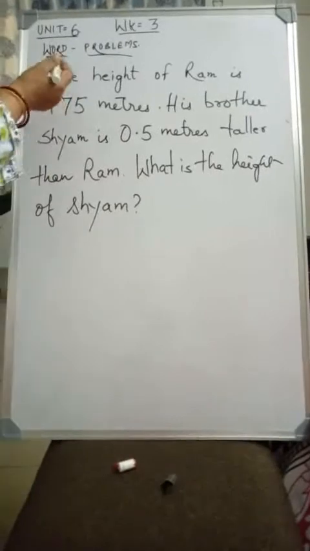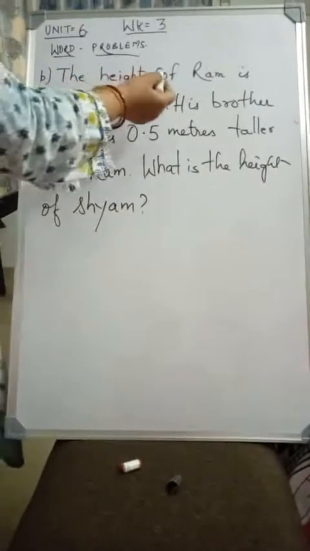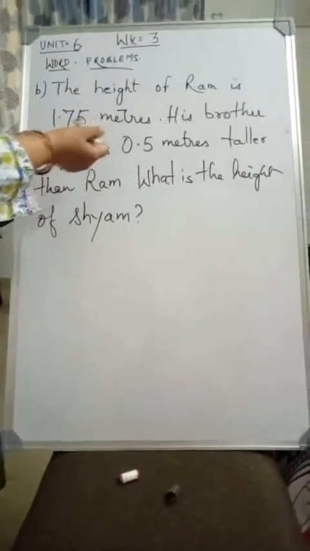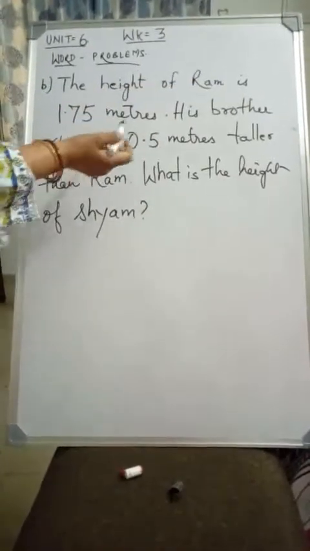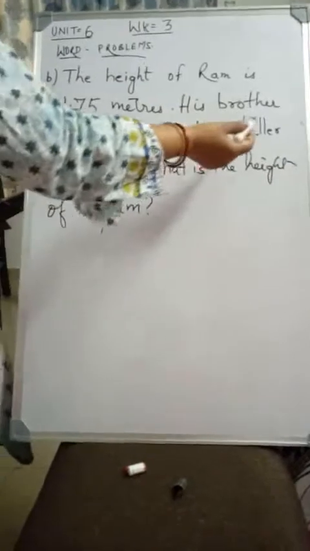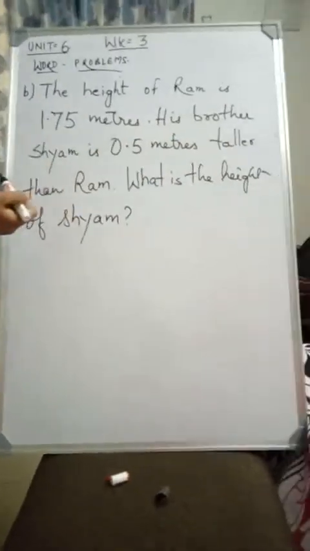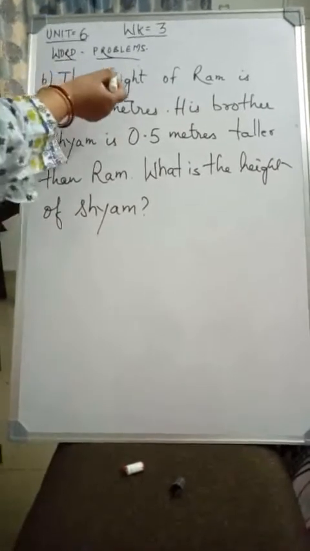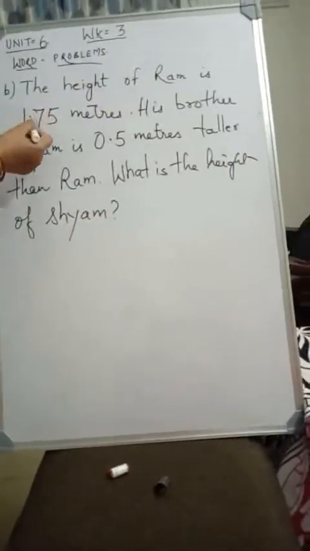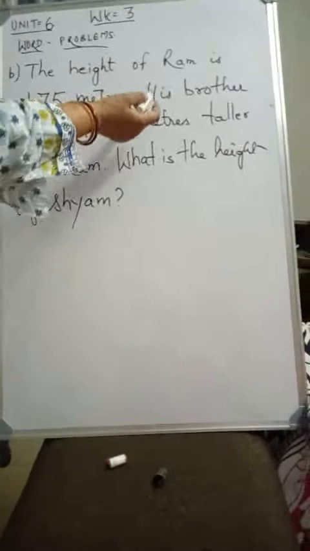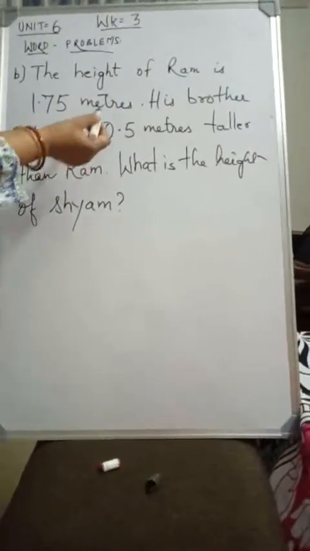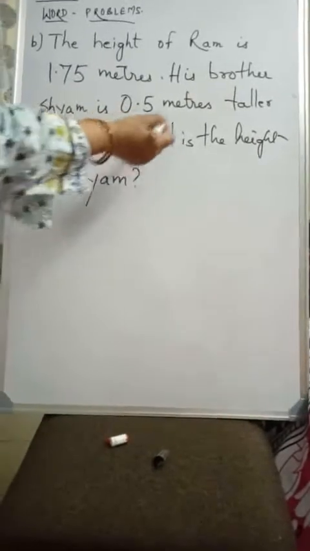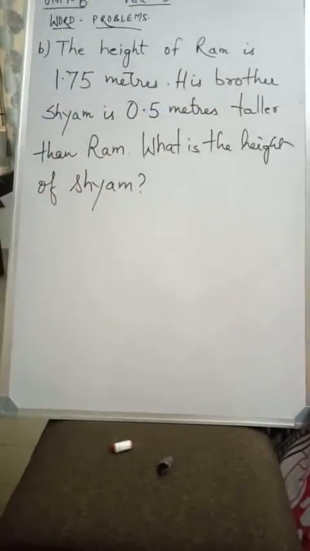Now come to the next question. The height of Ram is 1.75 meters. His brother Shyam is 0.5 meters taller than Ram. What is the height of Shyam? The height of Ram is 1.75 meters. His brother Shyam is 0.5 meters taller than Ram. So what is the height of Shyam?